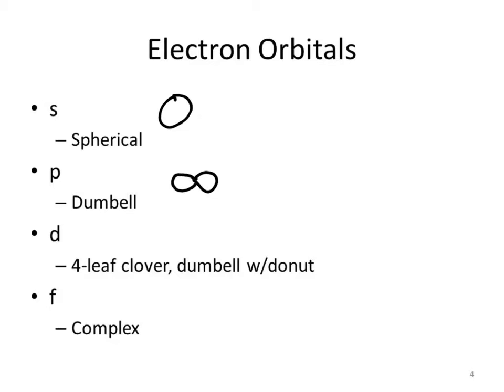D orbitals, we get a couple of different types. There's 4 of them that look like a 4-leaf clover, which looks more like a butterfly than a 4-leaf clover, but you get the picture. And then there's also this dumbbell with a donut. So we get our d orbitals. And then f orbitals are really complex. So we're going to look at each of these different types of orbitals and understand the shape of them in the next several videos.